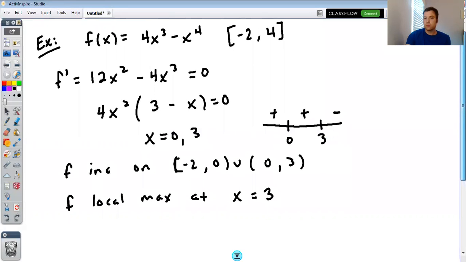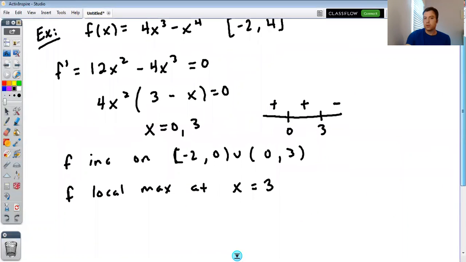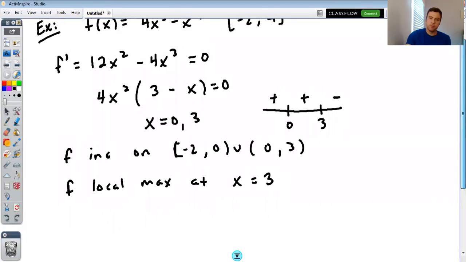And no local mins for this problem, but that's about it for this one. Like I said, I could do it decreasing, but I'm going to skip over that one. We can also determine absolute extrema.